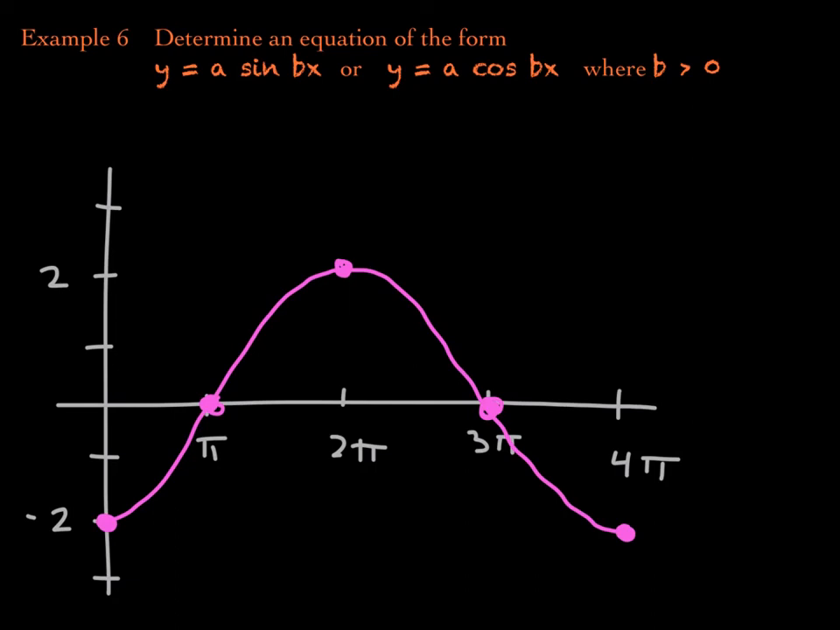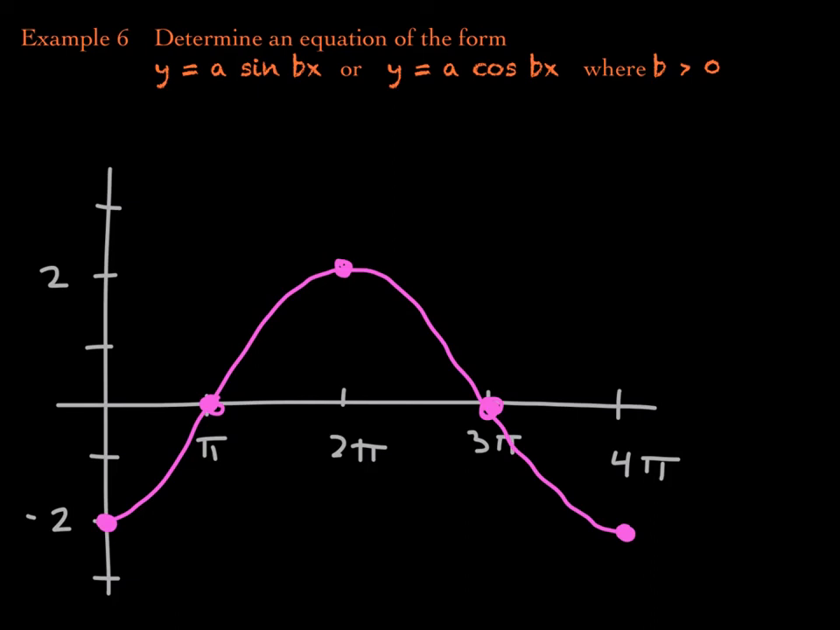Now, they want the equation of the following form: y equals a times sine of bx, or y equals a times cosine of bx, and b is positive. The reason why they give you some type of guideline as far as what the equation should look like is because there's a lot of different ways you can write the equation. Now, there's a few things that come to my mind when I see this graph, okay?